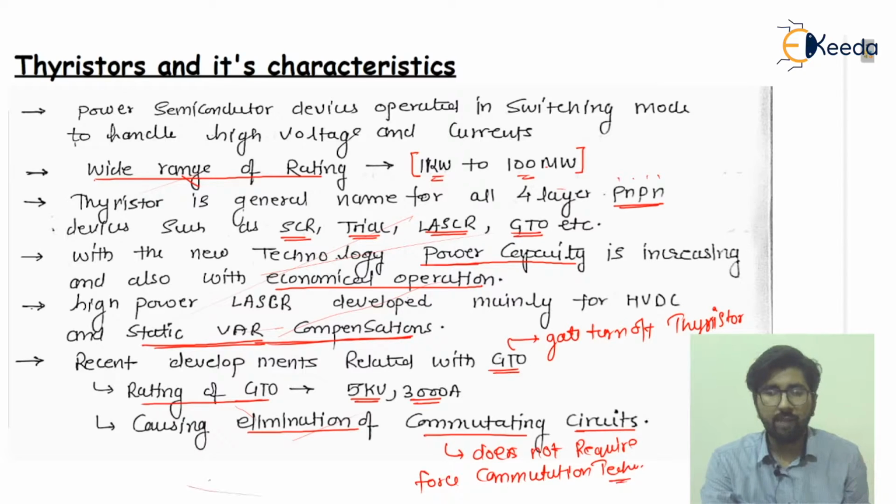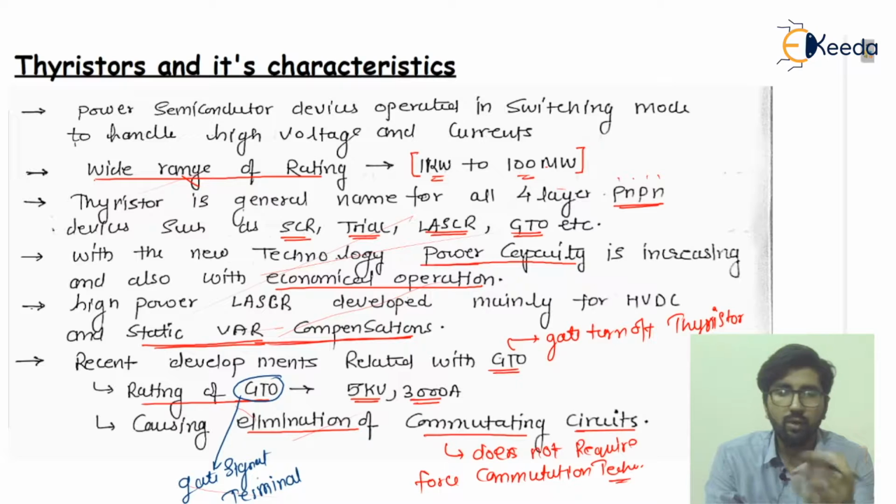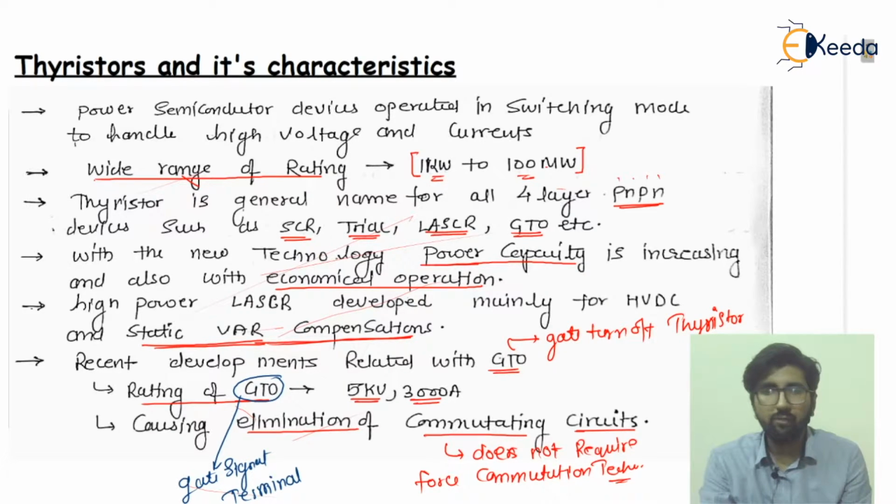In the GTO, we have a gate signal terminal. With the gate signal terminal, we do not require any additional circuit to turn off our thyristors. By using the gate terminal or by variation of alpha, that is the firing angle, we can turn off our thyristors easily. Now we are moving to the next.